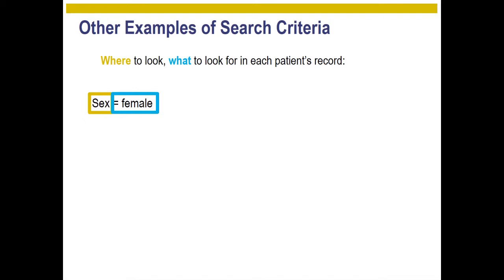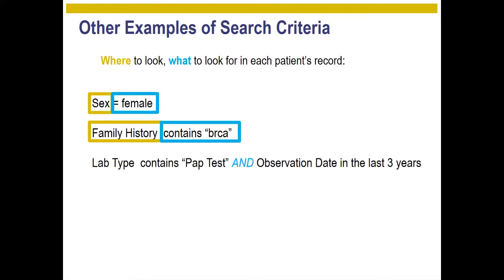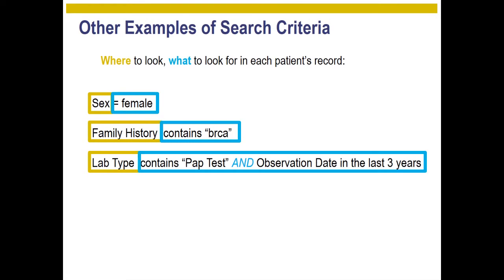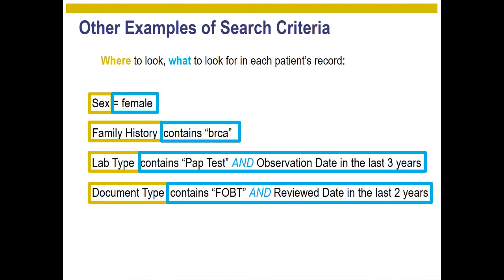The where is always a specific location in the EMR, and the text you see is the specific name of a field under a specific category. Sex is a defined field under demographics. Family history is a specific field in the patient profile. The what to look for always defines the rules of the search. This is telling you what data you wish to include in your search results.